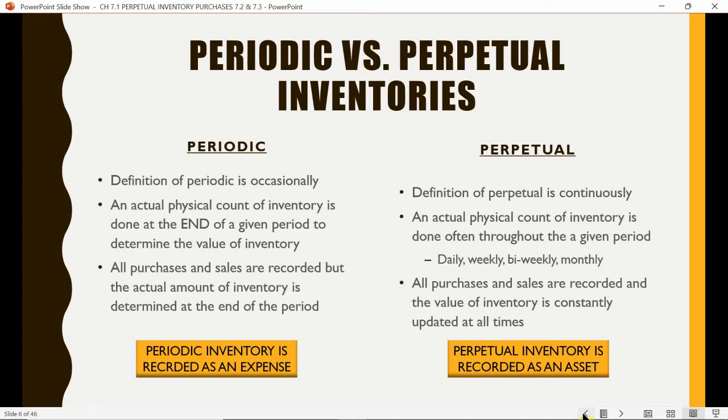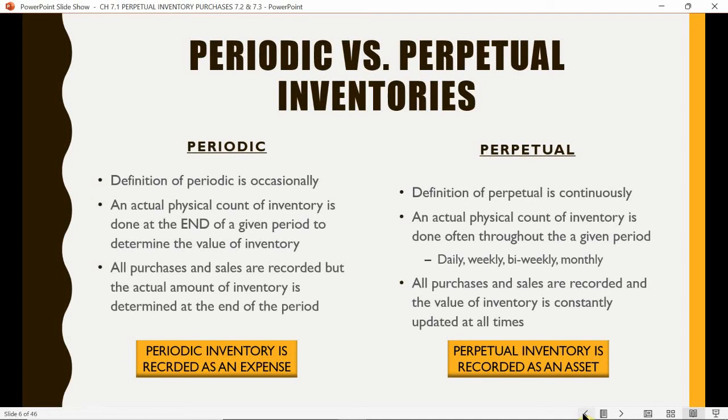Now, if I'm constantly updating my inventory, what does that entail? Every purchase that you make updates my inventory. I just received items, so I increased my items. Every time I sell a product, I got rid of that inventory, so I need to update my inventory and subtract those amounts.